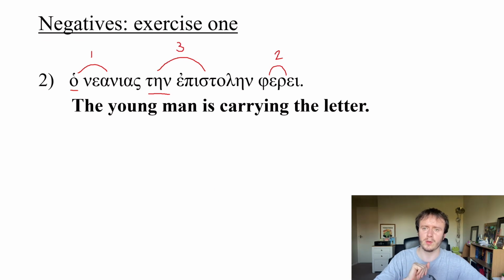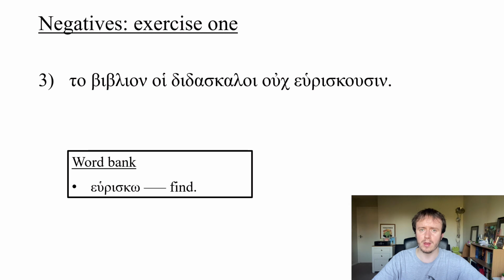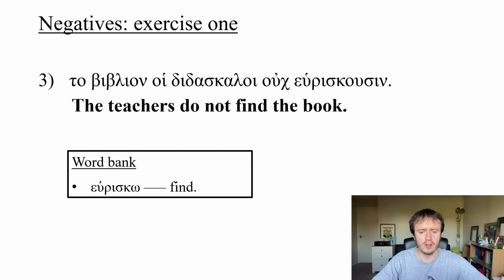I've put the numbers there to illustrate the order that we translate this sentence in light of the cases of the nouns. Number 3 was to biblion hoi didaskaloi ouch heuriskousin. This should have been translated as the teachers do not find the book, or the teachers are not finding the book. We know that it means this because hoi is masculine nominative plural, and so the teachers, hoi didaskaloi, must be doing the action.